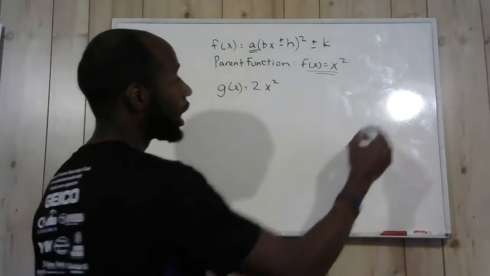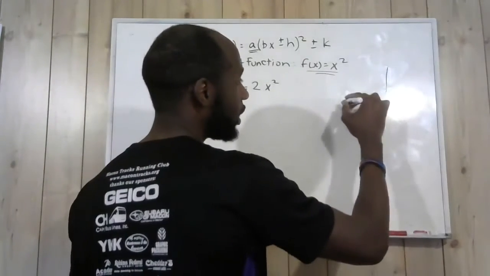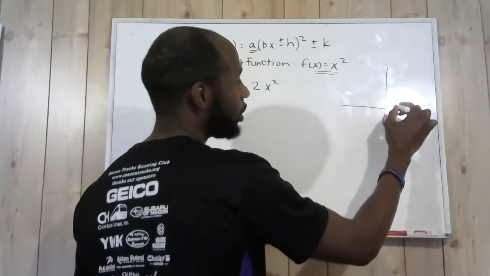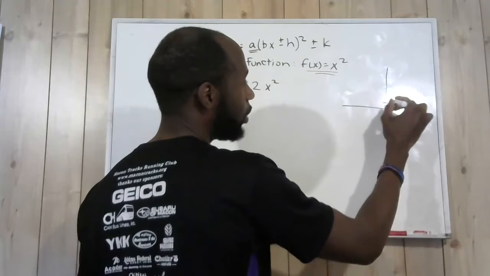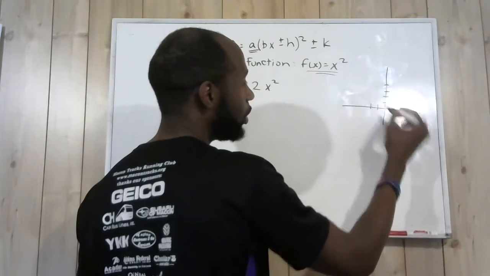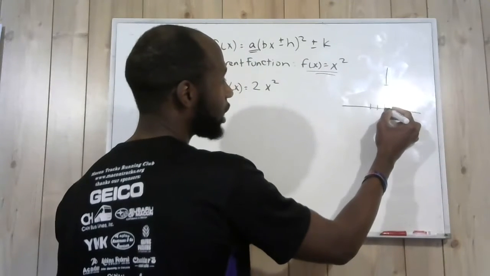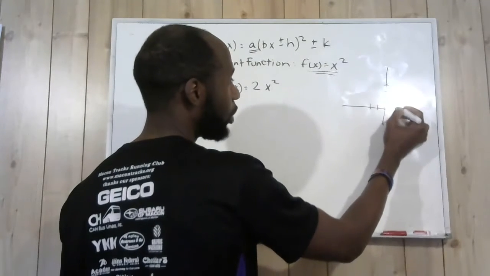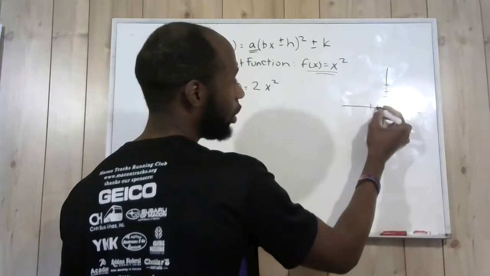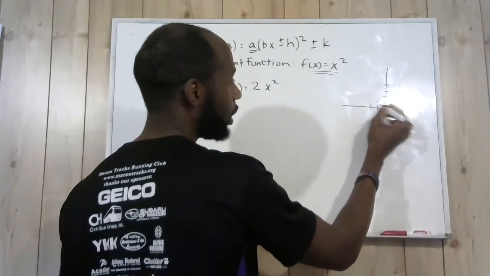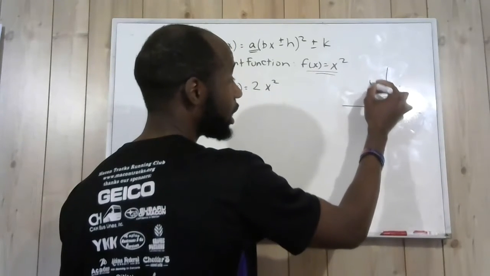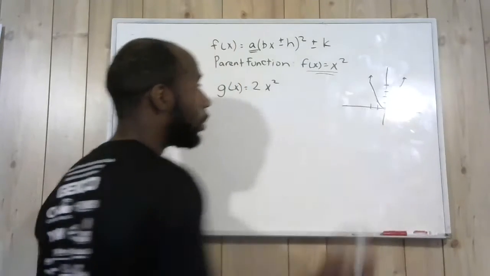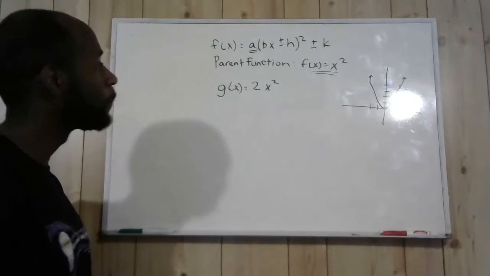So remember, x squared is like this here. So x squared has the origin here, and then at 1 here, and at 2, it goes up to 4. So 1 and 4. So this is f of x equals x squared. So let's see what happens when you multiply x squared times 2.